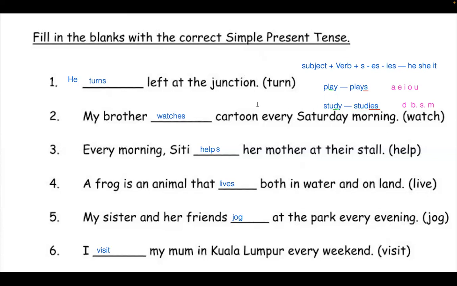Let's write another example. Let's say we have cry. So cry, what do we write? IES. It becomes cries. Why? Because we have R, which is a consonant. Clear? Yes. Good.